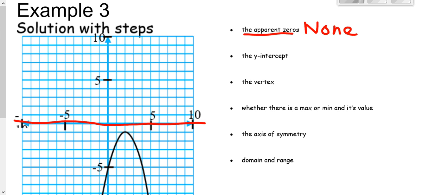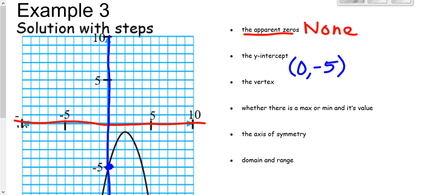Then we got to find our y-intercept. Now, just because there were no x-intercepts doesn't mean there aren't any y-intercepts. We've actually got to look at that line. So here is where my y-intercept is. What is the coordinate for that? It is 0, -5. Wonderful.